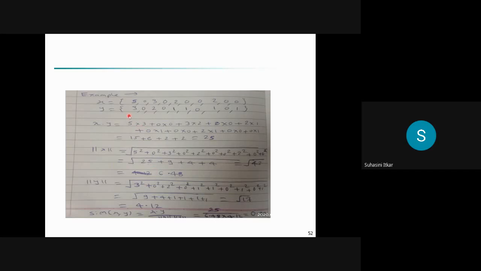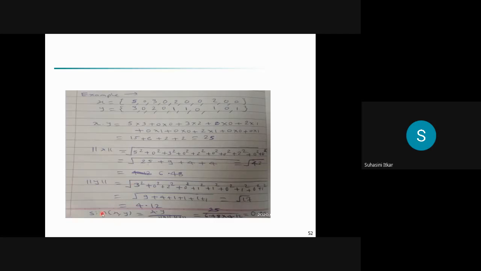On a similar line for y, we calculate 3 square plus 2 square plus 1 square plus 1 square plus 1 square plus 1 square. If we calculate, it comes as root 17, and the answer of root 17 is 4.12. So in that way we have calculated.